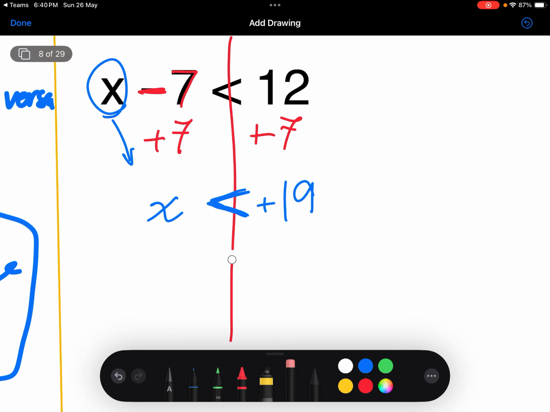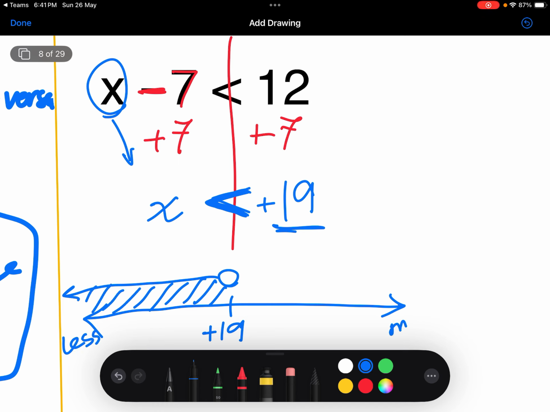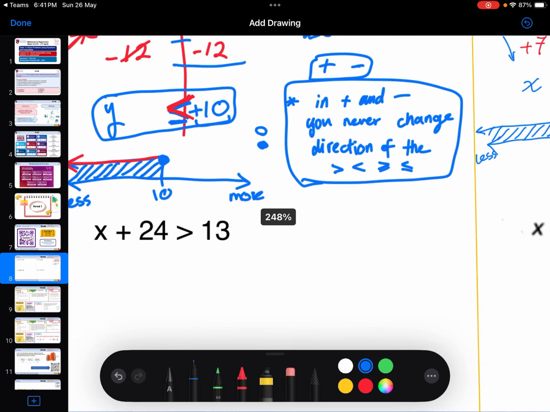Now, the last step is to draw or graph your answer. Just draw the number line, locate your number, this is 19, positive, and then decide, is it going to be an open or closed circle? Since there is no line under it, it's going to be an open circle. And since it's less than, pointing to this direction, we have to go to the left. Just shade under it. Don't forget to show the explanation that here we have the less direction and here is the more direction. That's it. It's very simple, very easy, straightforward.